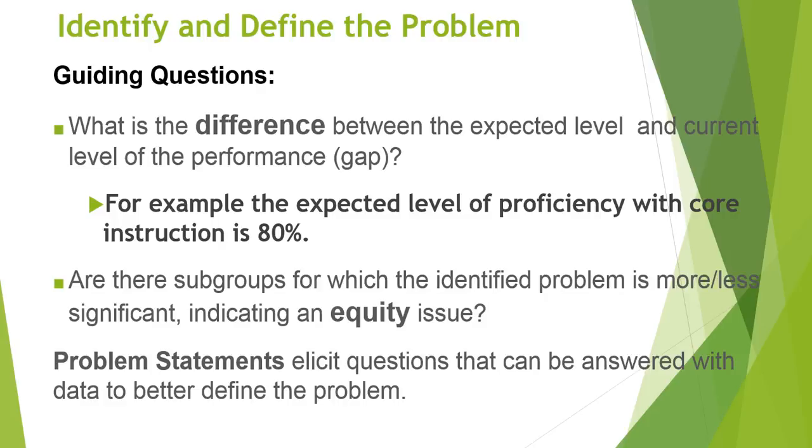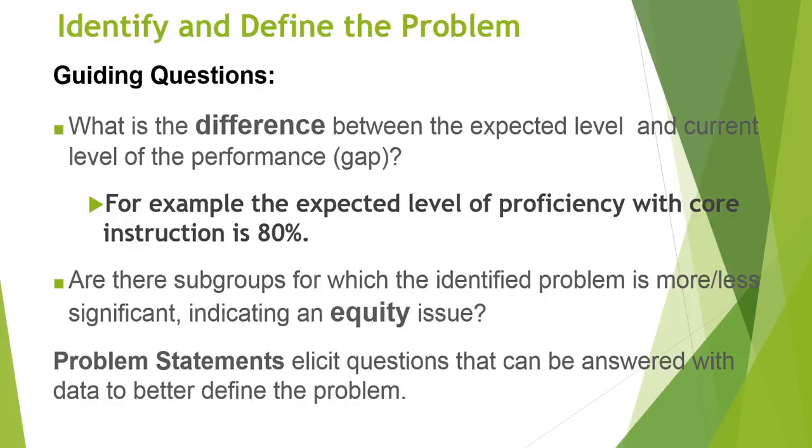So, whenever we're identifying and defining the problem, we need to think about some guiding questions. So what's the difference between the expected level and current level of performance? We talked about earlier, our expected level of proficiency with core is 80%. So did we get 80% or did we not? What's that gap? What's that difference? Kind of like what I just mentioned with our red area, our intensive area from the district. It was 9.8. Our expected level was 5. So that gap is in the opposite direction of what we would want it to be.